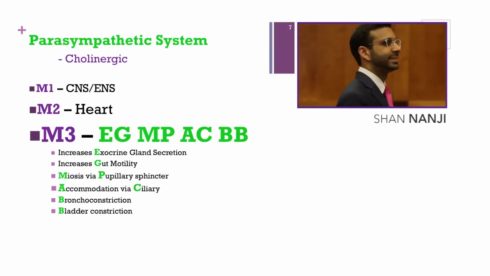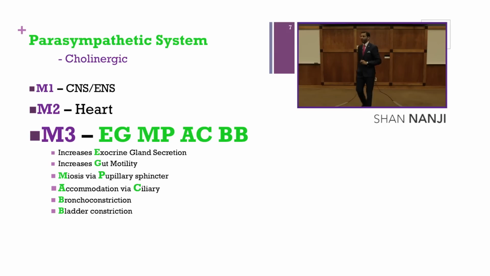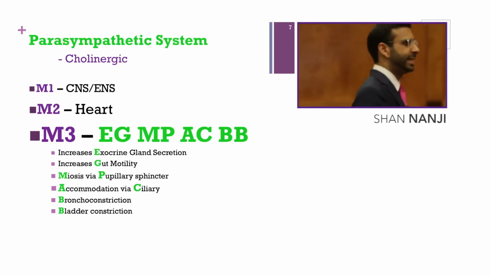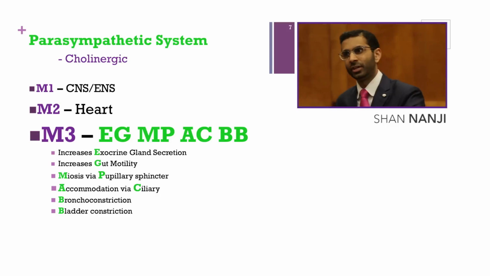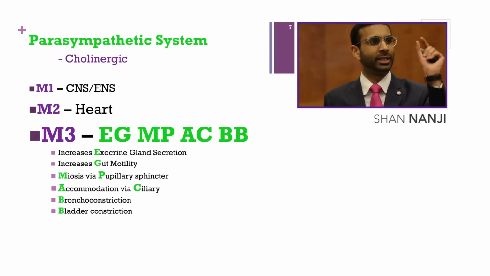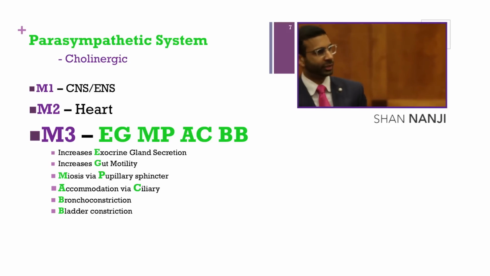Which receptor can I stimulate to cause miosis? M3. And if I cause miosis, am I causing pupillary dilation or constriction? Constriction. The way I remember that is mydriasis has a D, and dilation has a D. So mydriasis with the D causes dilation. Miosis without the D causes pupillary constriction.